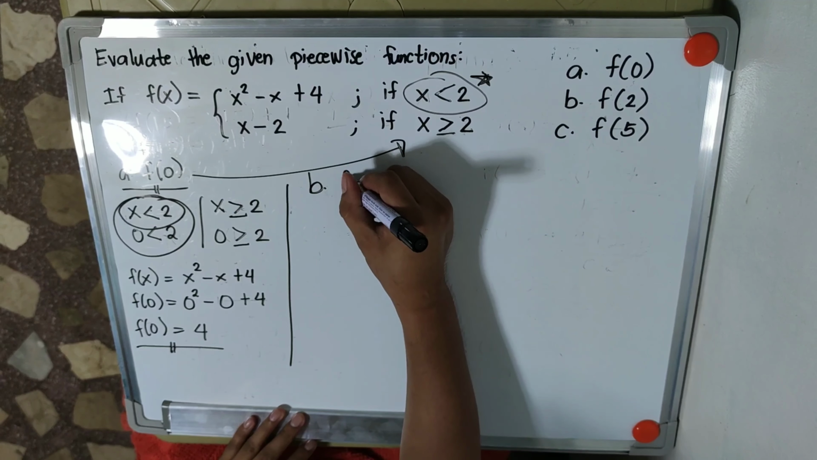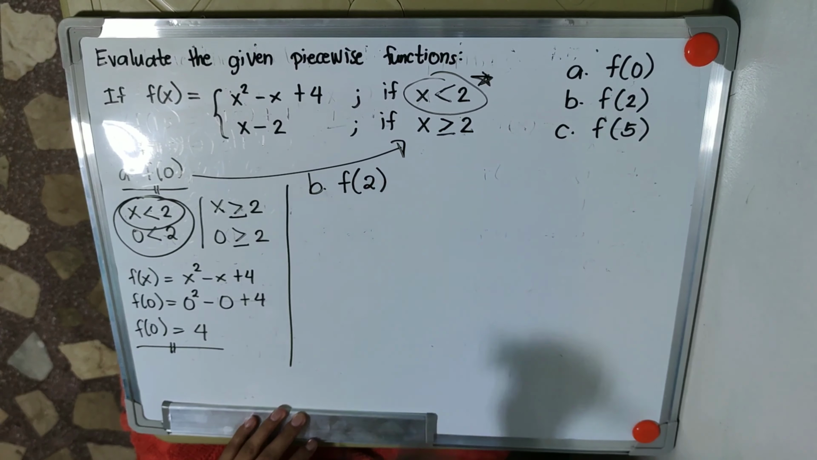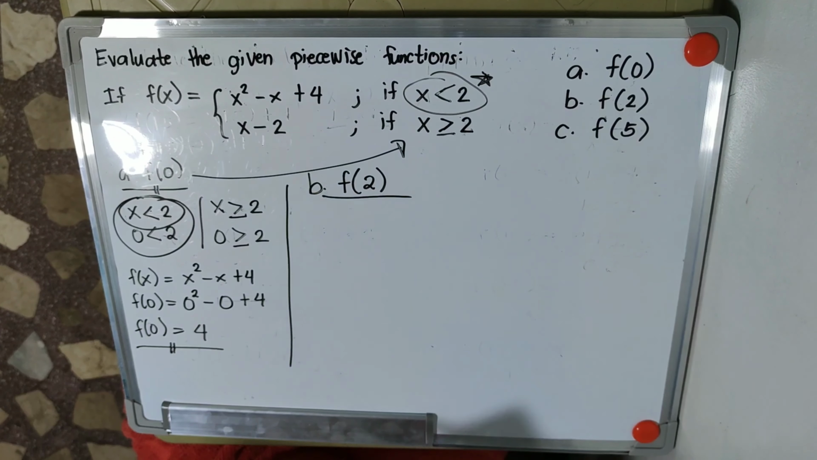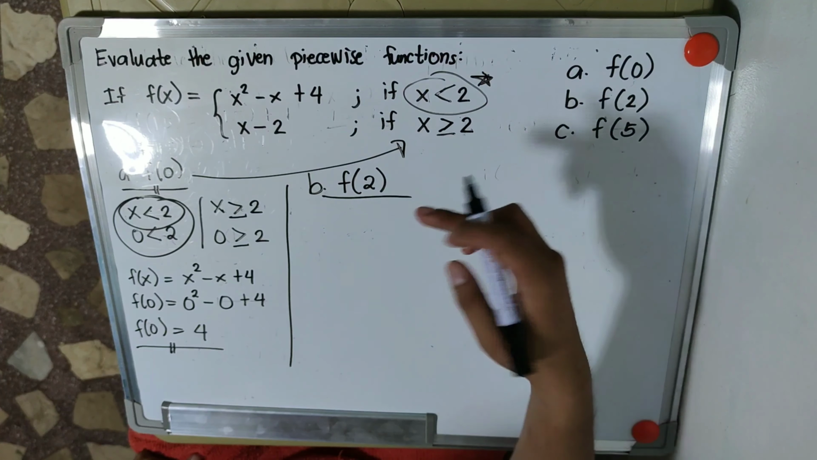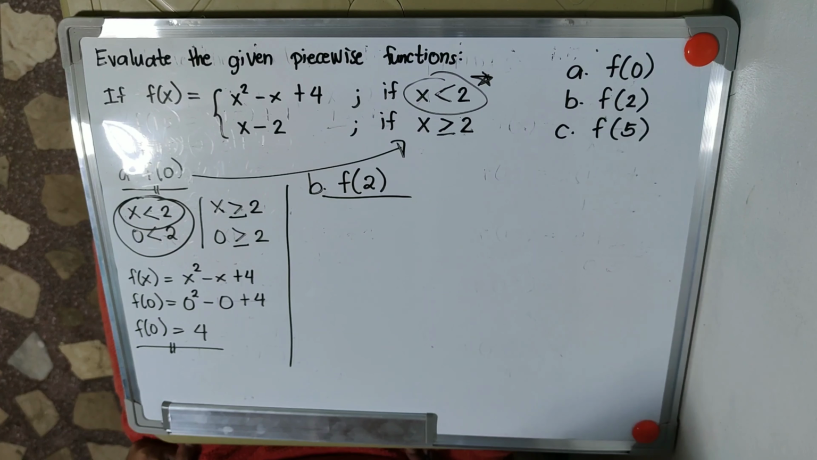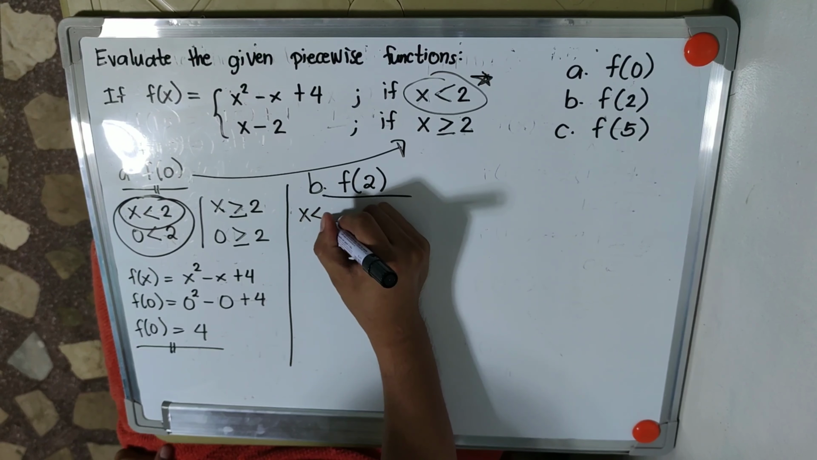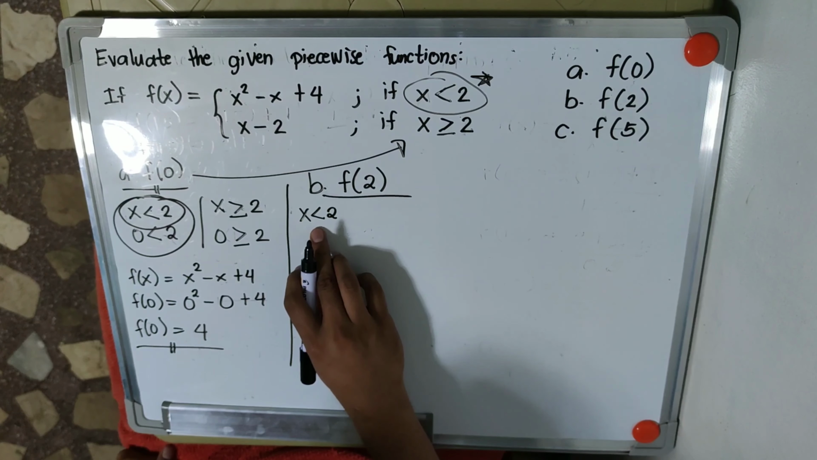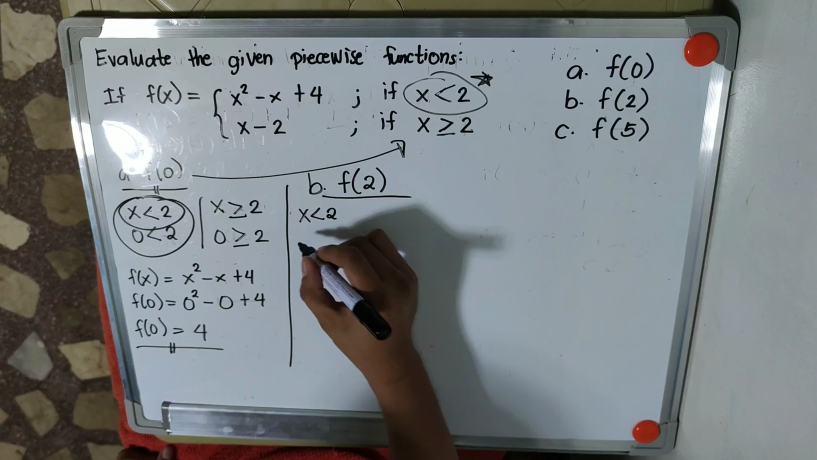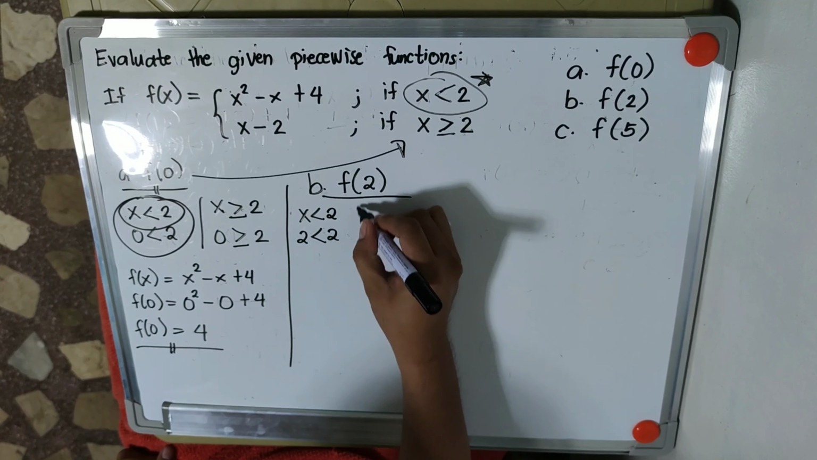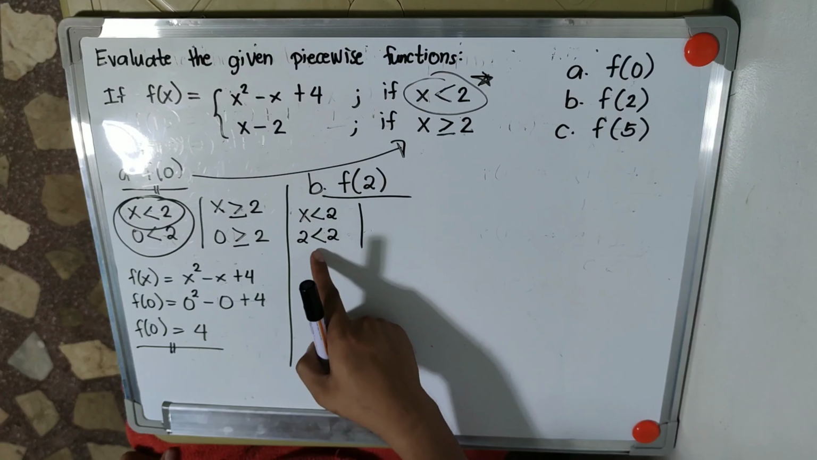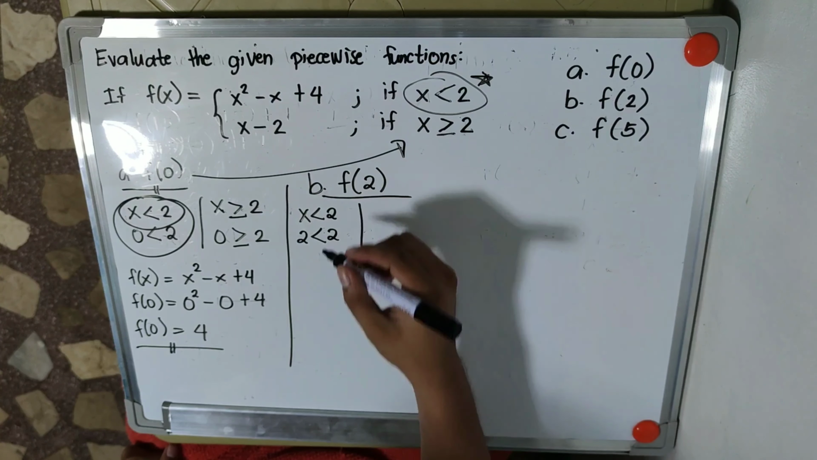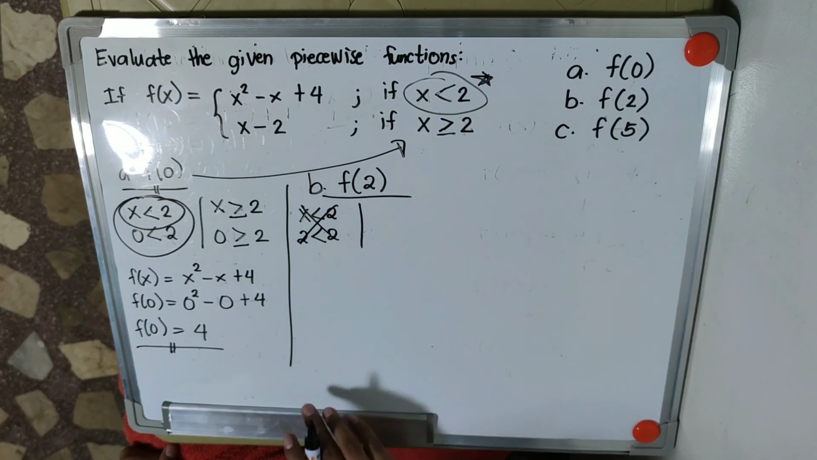What is our letter B? F of 2. Yan. For f of 2, again, ano yung gagawin natin? We have to find in which condition that this value can satisfy the condition. Let's try to evaluate first. X less than 2. Anong x natin? 2. 2 less than 2. Is it correct? Is 2 less than 2? Wrong. Kasi 2 dapat is equal to 2. So, ibig sabihin, we cannot use this equation.